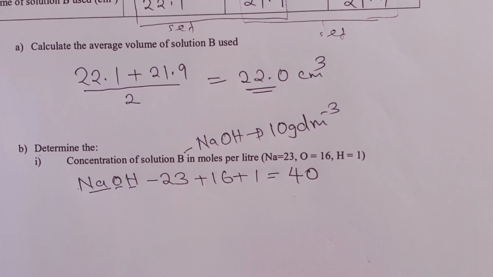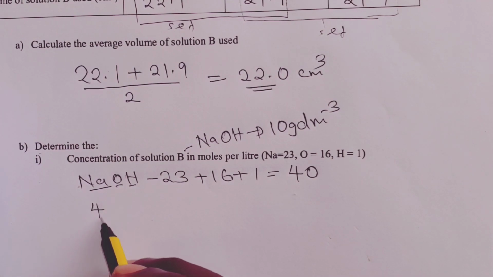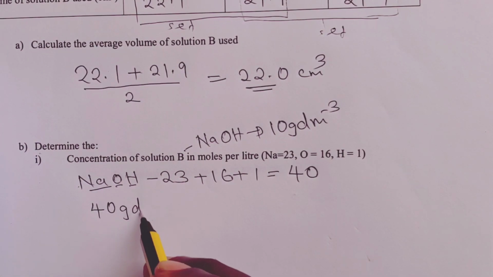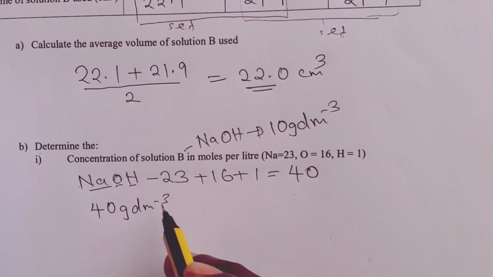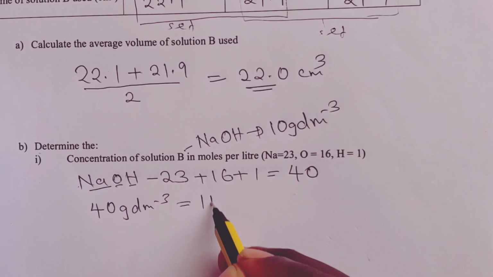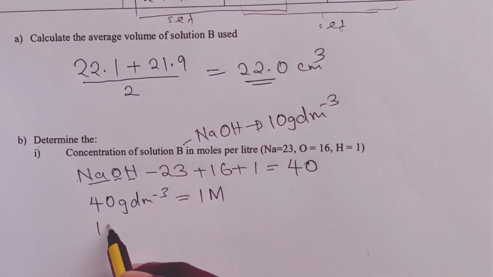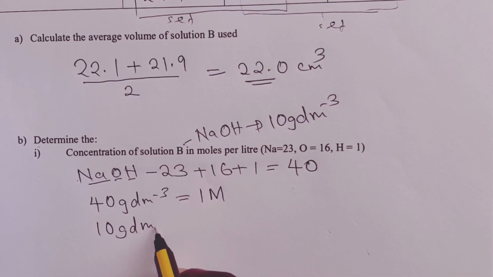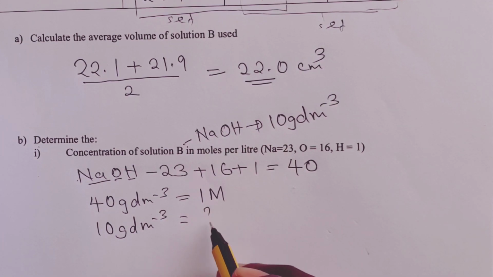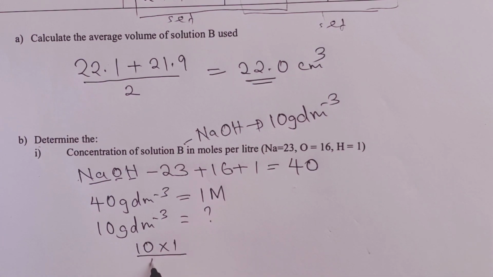So the interpretation of this is that if we have 40 grams per liter of our solution, we would end up having a 1 molar solution. But for our case, we only had 10 grams per liter. So using first principle approach, we then argue out how many moles we would then have. Cross multiplication gives 10 multiplied by 1 divided by 40.